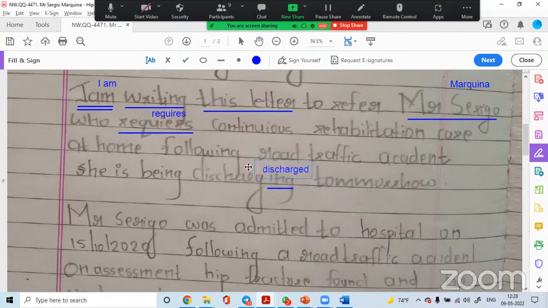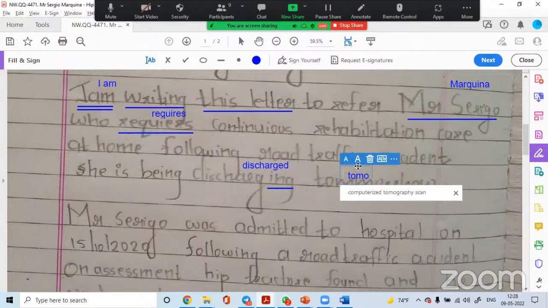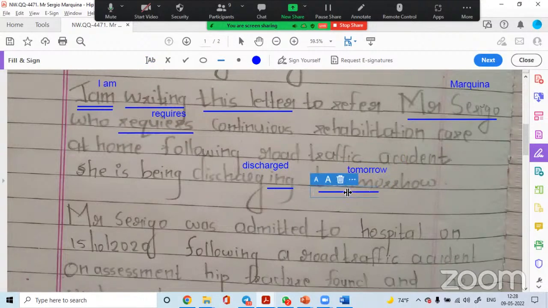Discharged. That is the spelling. Tomorrow. So that is another spelling mistake. What all spelling mistakes do you make? Anyone, you write it 10 times so that you will not make these mistakes again. Okay, no problem. If we did not know, no problem. She is being discharged tomorrow.